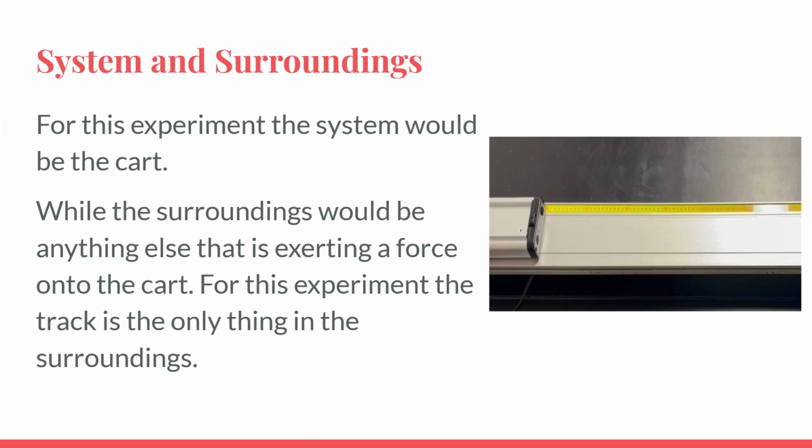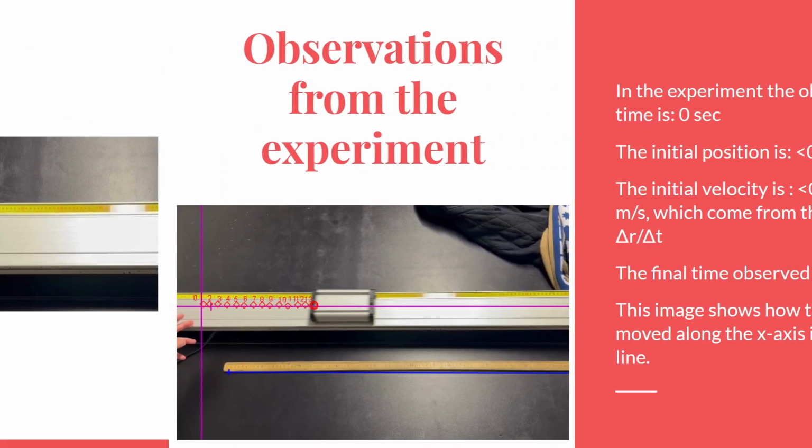Systems and surroundings. For this experiment, the system would be the cart, while the surroundings would be anything else exerting a force onto the cart. For this experiment, the track is the only thing in the surroundings.